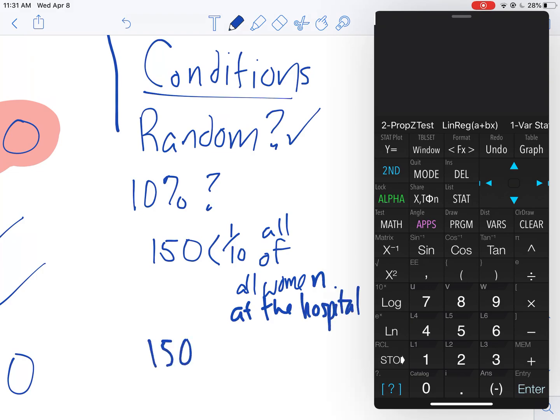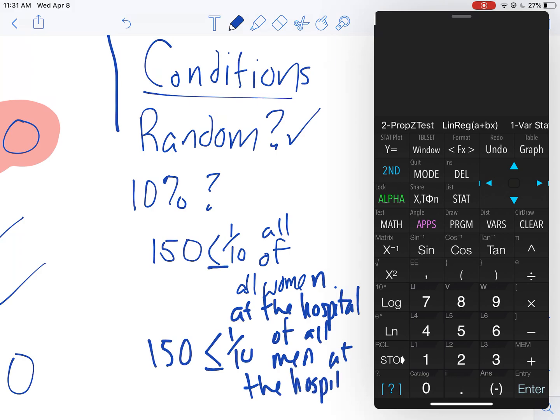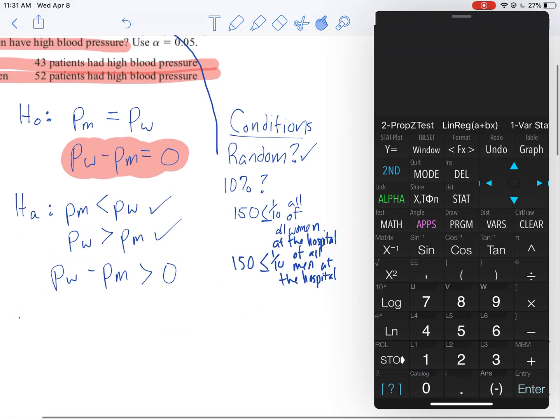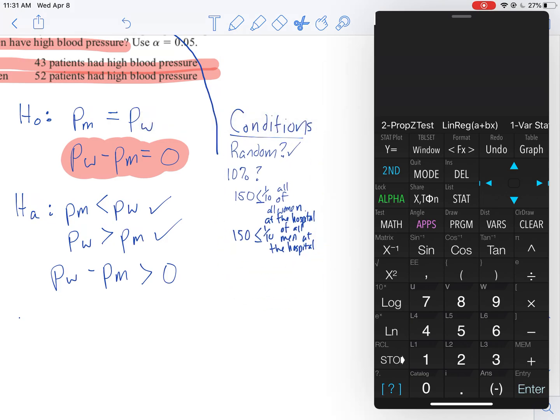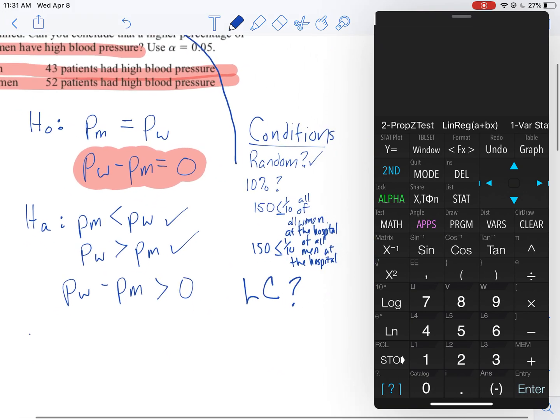So that looks pretty good, but I'm not done. I also have to check that 150 is less than, again, I could do less than or equal to, a tenth of all men at that hospital. I think that is safe to say. All right, so I've got my 10%, I've got my random condition checked, and I've got one more, my large counts. Large counts, if you're doing it based on two populations or two proportions, you need to have 4 checks going on here. If you only have 2 checks, you've done something wrong. So large counts, let's check.